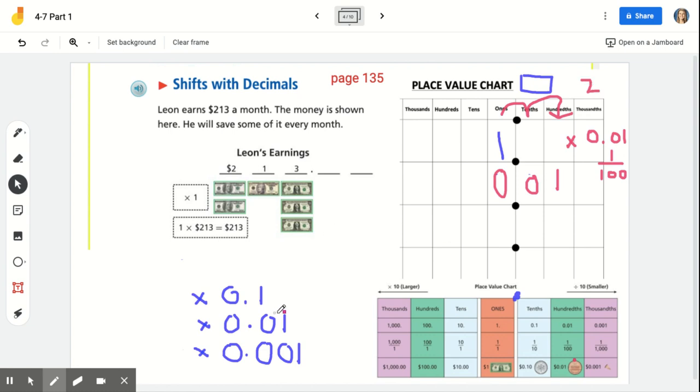So I see some patterns going along here with our place value charts. When we're multiplying by 1/10th, 1/100th, or 1/1,000th, our values are getting smaller. We're taking a portion of our whole numbers. The digits are going to the right: 1 place value, 2 place values, and 3 place values. 1 place value for 1/10th, 2 place values for 1/100th, 3 place values for 1/1,000ths. And let's try it with this situation now, going along with Leon.